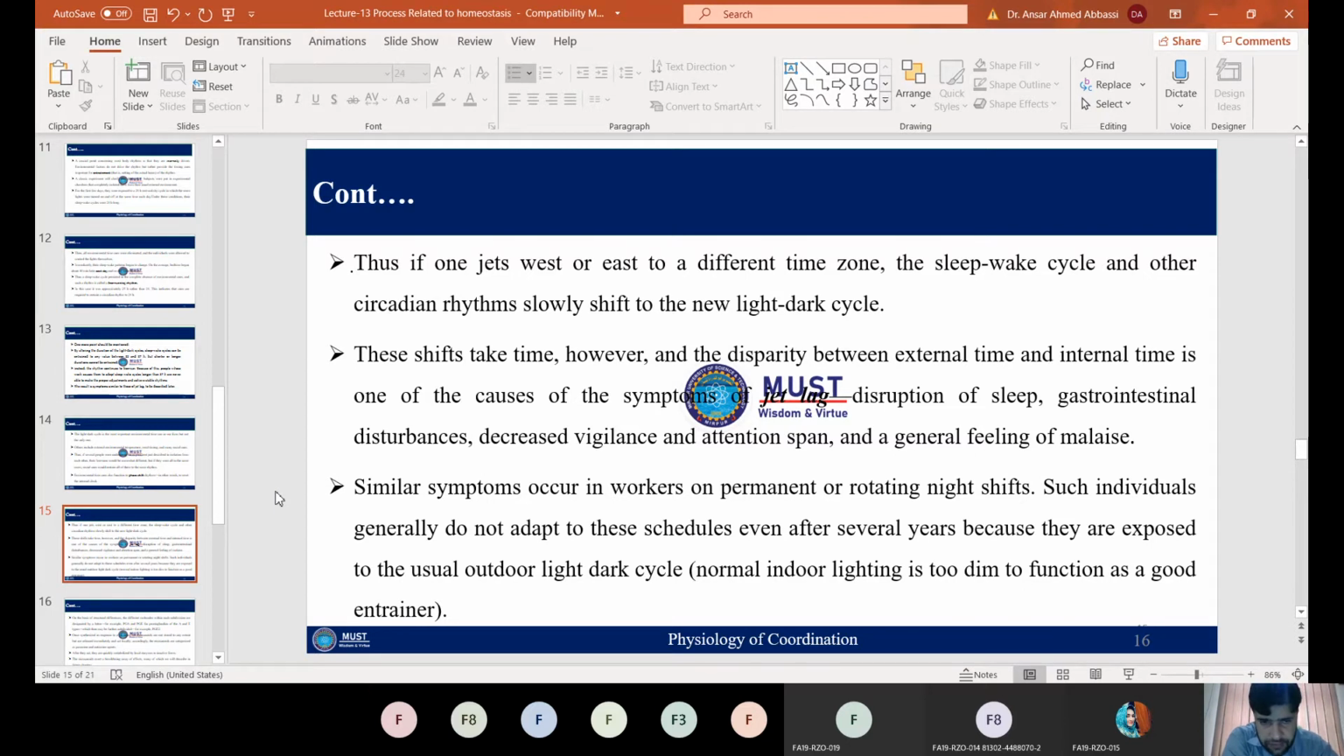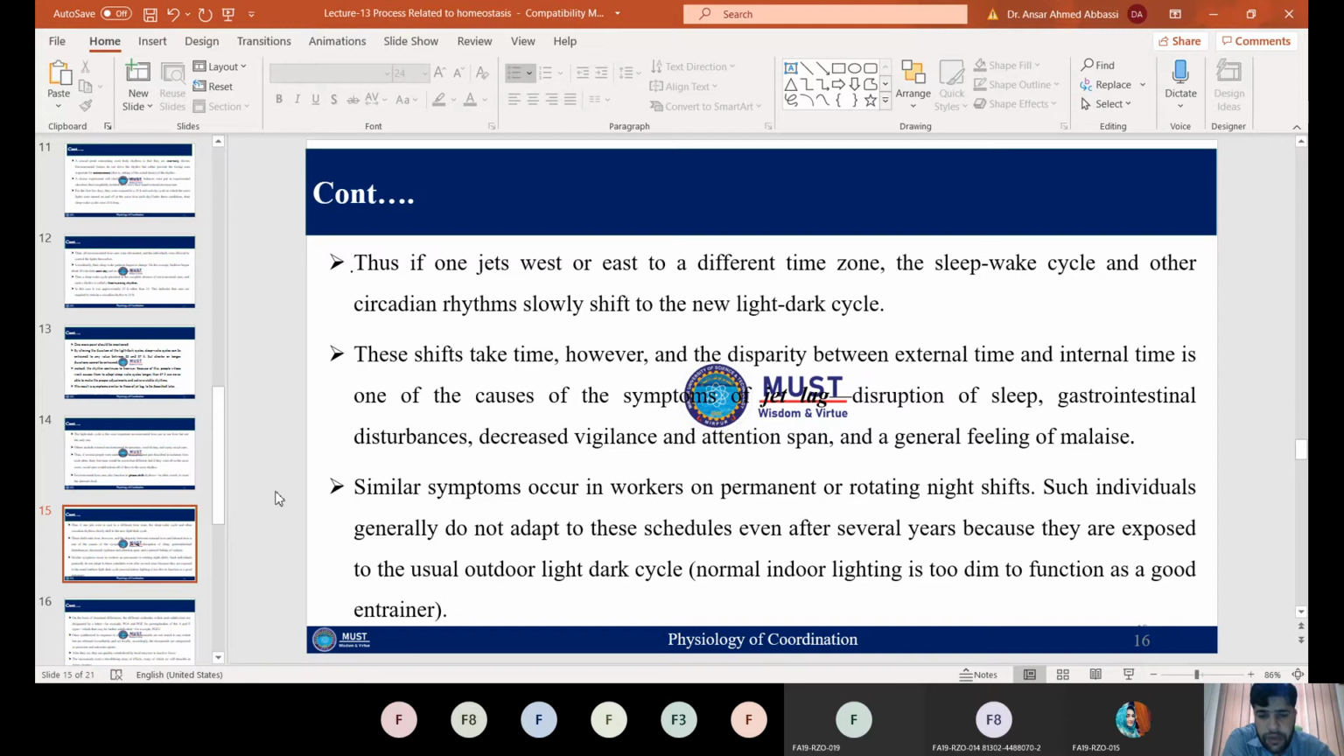This shift does not happen suddenly, it will take time. And disparity between the external time and internal time is one of the causes of the symptoms of jet lag. As I told you, if there is disruption of sleep, then we have gastrointestinal disturbance, decreased vigilance and attention span, and similarly the person will feel a general feeling of malaise. So all these are symptoms of jet lag, and these symptoms appear in the body as a result of the disturbance of the sleep wake cycle.